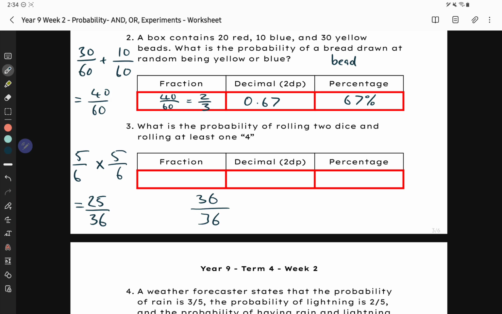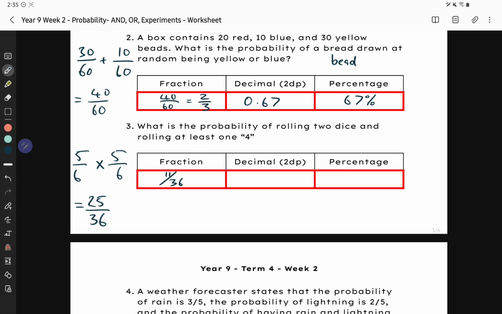So if the probability of no 4s is 25 over 36, what's the remaining probability? So how many more can we put into 25 to get 36? So I'm going to say 11. There's an 11 out of 36 chance left where I might get 1 or 2 4s.